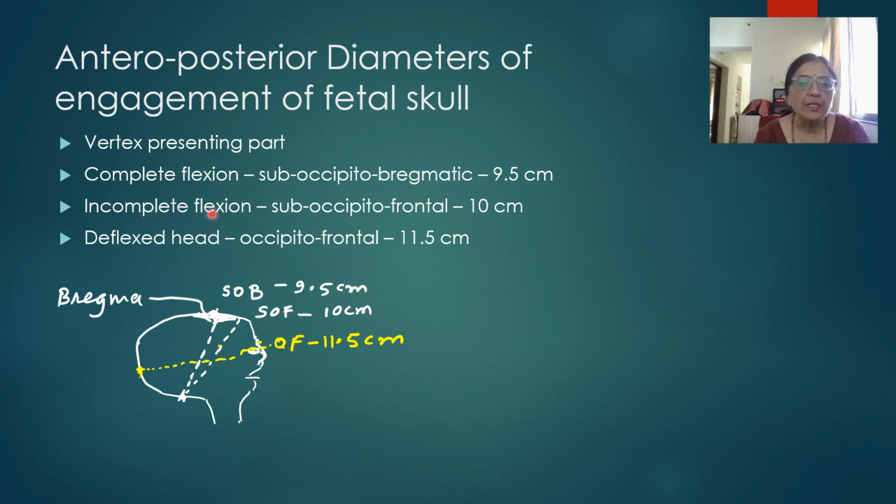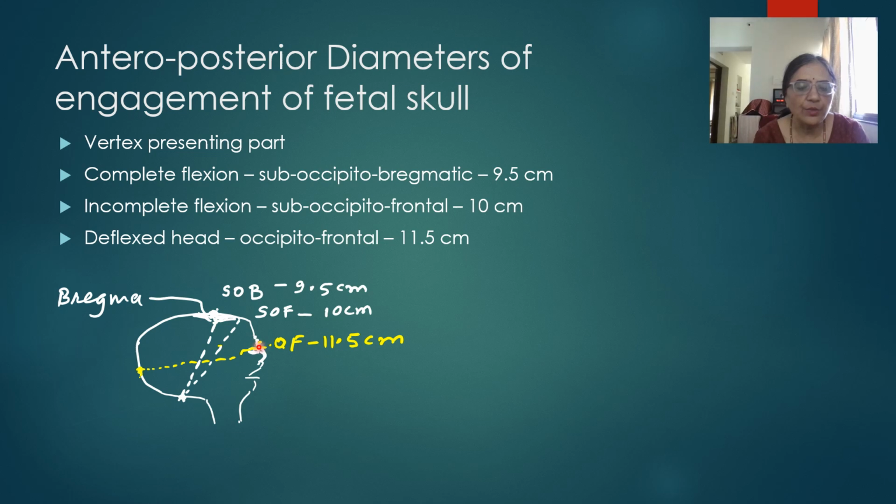delivery. Incomplete flexion is present many times at the start of labor, and then flexion gets completed. With incomplete flexion, it is the suboccipitofrontal diameter, from the same point posteriorly to the anterior-most end of the bregma or anterior fontanelle, which is 10 centimeters. But if there is marked deflexion, a deflexed head, then the diameter changes to occipitofrontal.